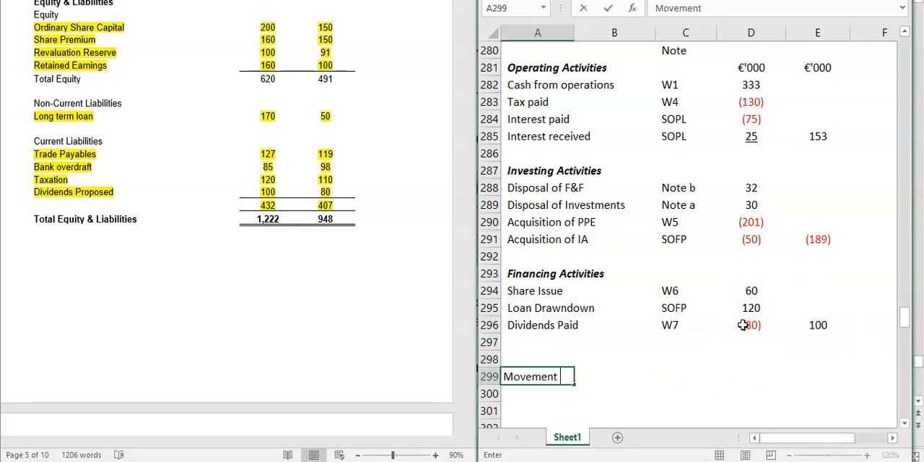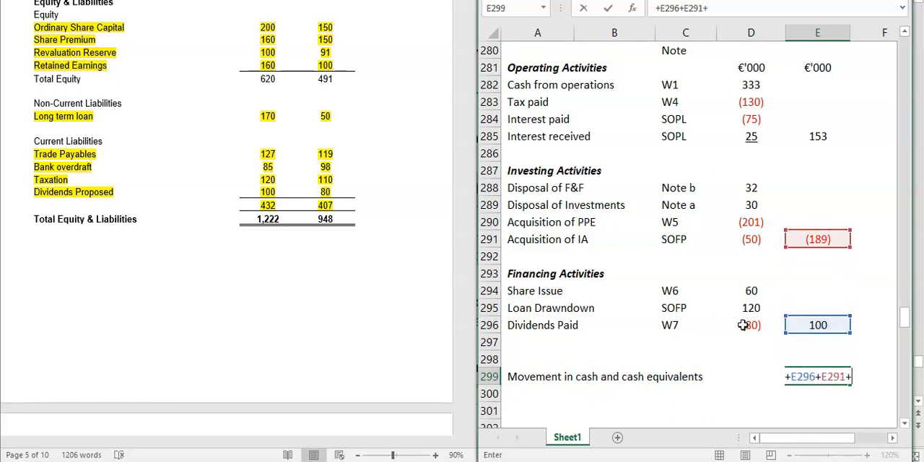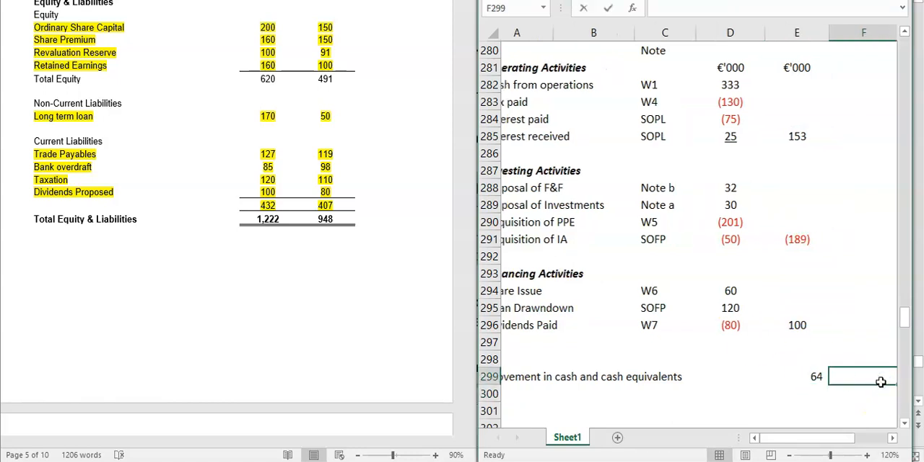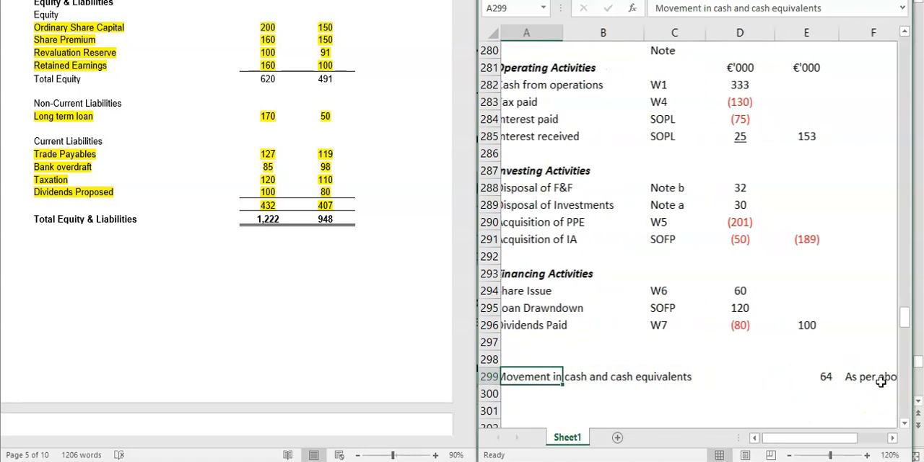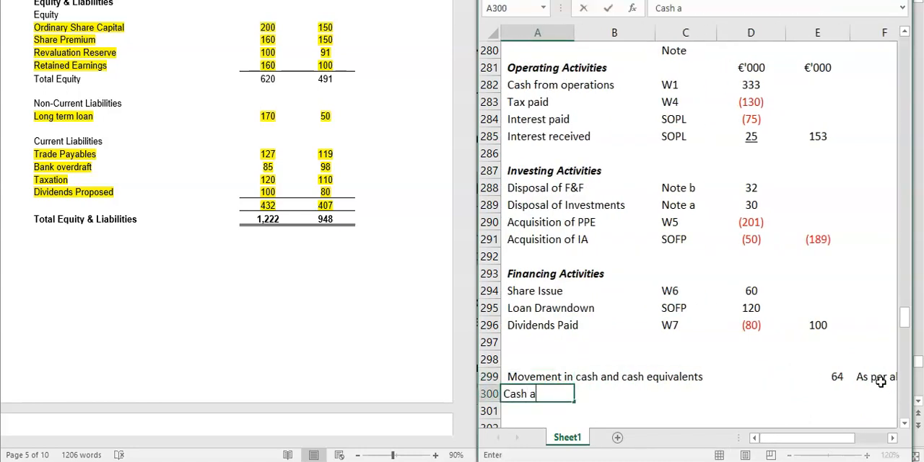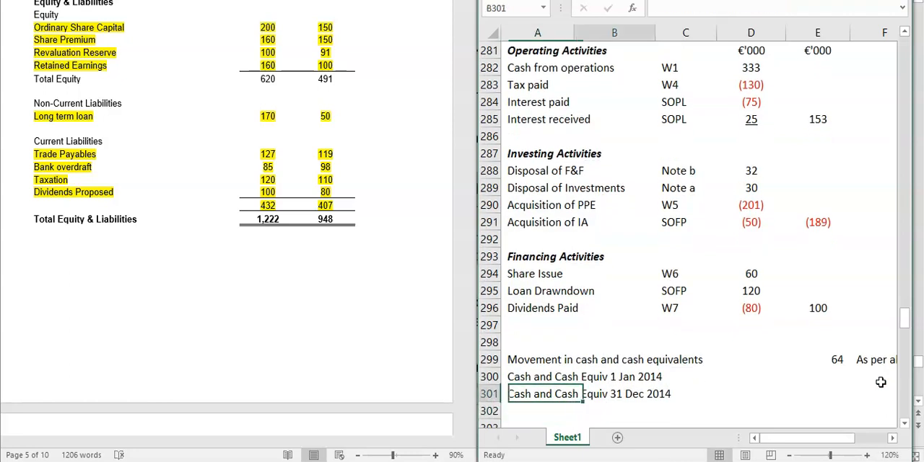So if we look at the movement in cash and cash equivalents for 2014, we add the 3 of them up. 100 minus 189 plus 153. Thankfully, that is the 64 as per above. So you can prove that. The cash and cash equivalents are the 1st of January 2014, and then you do it at the 31st of December. This is a key disclosure requirement as well. First was minus 97, and at the end it was minus 33.